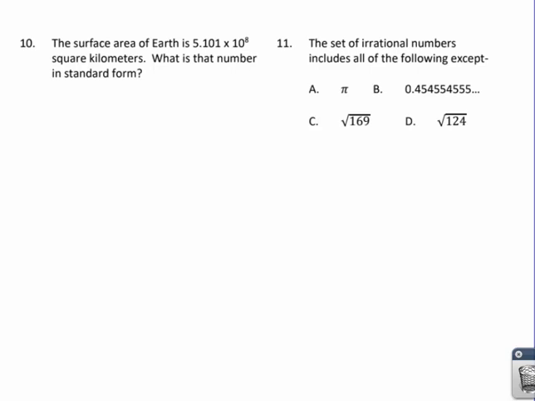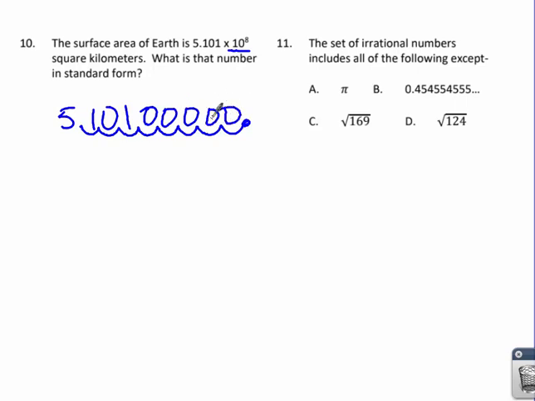Number 10, the surface area of Earth is 5.101 times 10 to the 8th square kilometers. What is that number in standard form? So I'm looking for that number as a regular number. This times 10 to the 8th moves the decimal. So 5.101, and it tells us it's going to move the decimal 8 places to the right. Not 8 zeros, but 8 places. 1, 2, 3, 4, 5, 6, 7, 8 places. So that means we're going to add 5 zeros to our number.